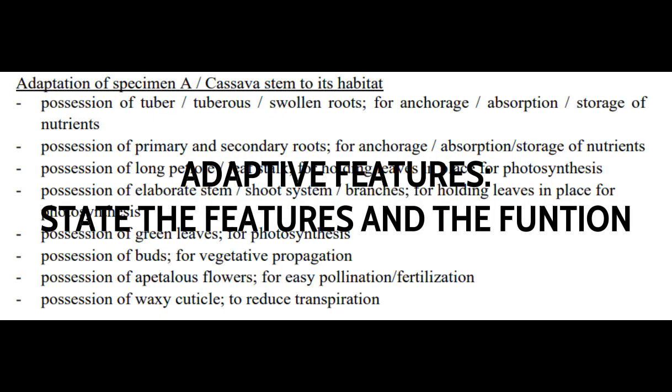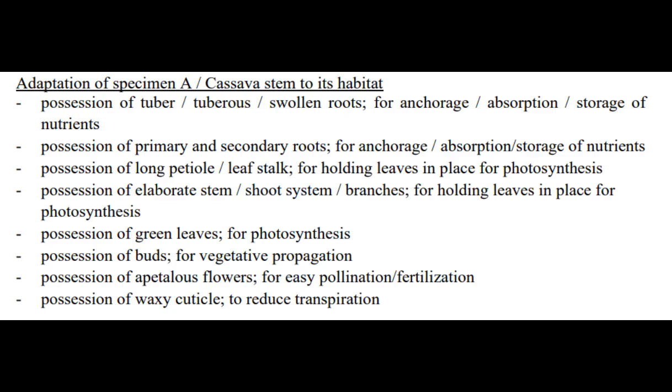Also, I've already talked about the green leaves part. Now the adaptive features. Adaptive features are features and their functions. Most students just write the features instead of the features and the functions. So please remember that adaptive features are the features of the animal, then the function of the feature. Mostly they carry 2 marks, so when you just state one, you only get one.